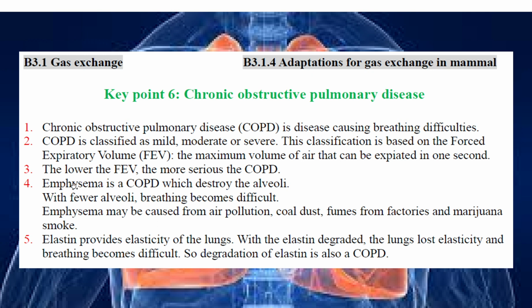Emphysema is one. Emphysema is a disease that will destroy the alveoli, so breathing becomes difficult. Emphysema is caused by air pollution, coal dust, and fumes. The other thing we need to learn is elastin. Elastin keeps the elasticity of the lung, so you can breathe in and breathe out quickly. When the elastin is degraded, the lung loses elasticity and breathing becomes difficult. So fewer alveoli and degradation of the elastin are caused.